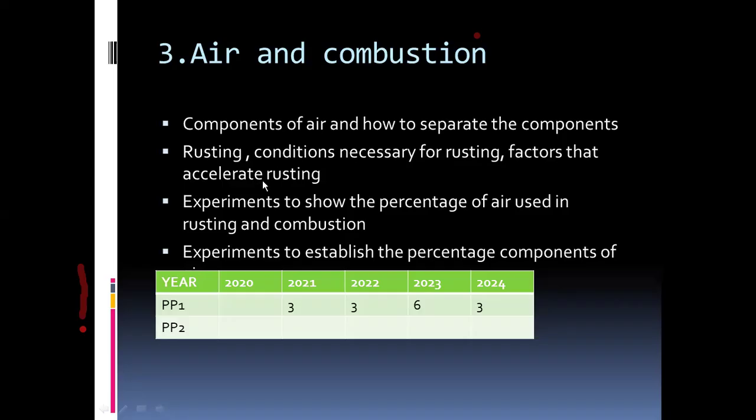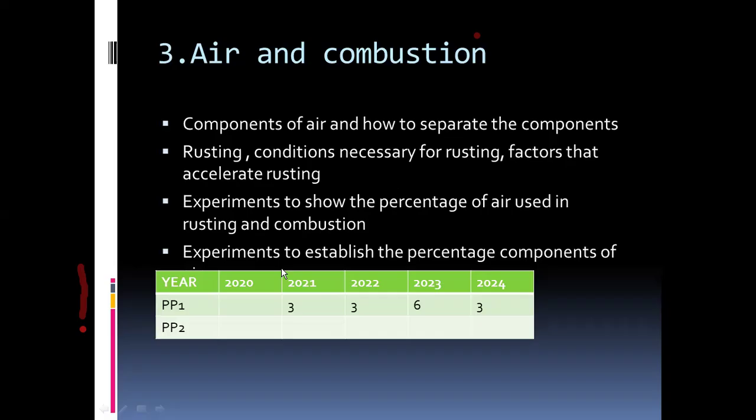Number two, this is very, very important. Rusting. What are the conditions necessary for rusting? What are the factors that accelerate rusting? Then, experiments used to establish the percentage components of air. Those are the key areas that you need to review, because sometimes once you are revising, you just need to ask yourself, what do I know about this? Just ensure that you know the components of air and how we separate them.